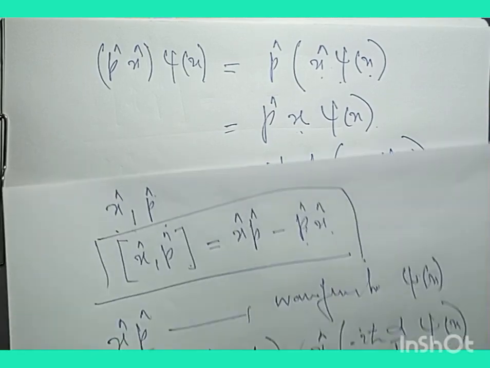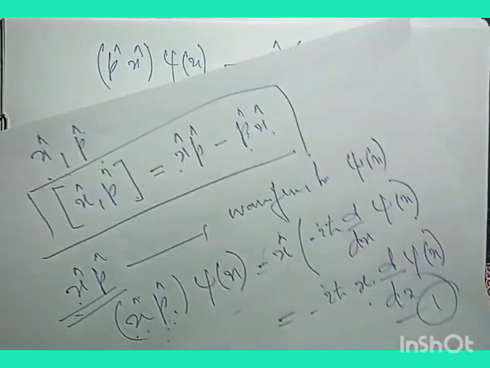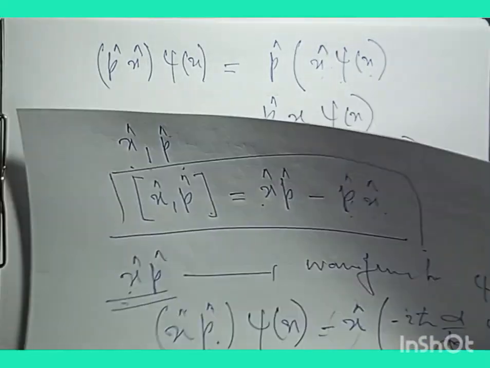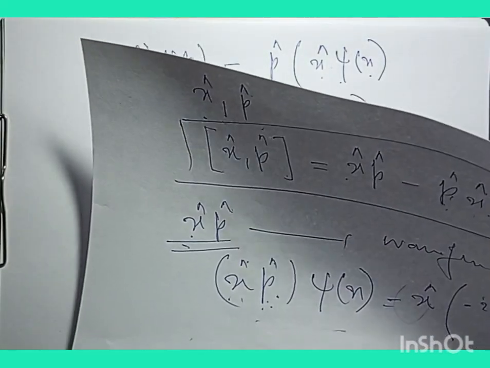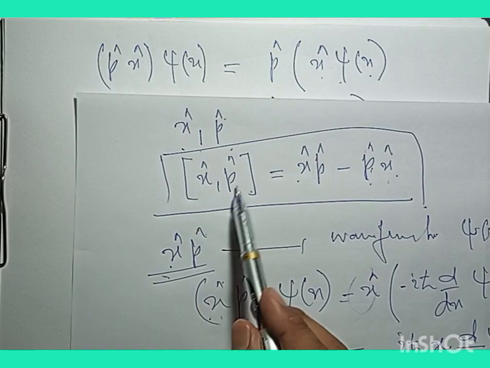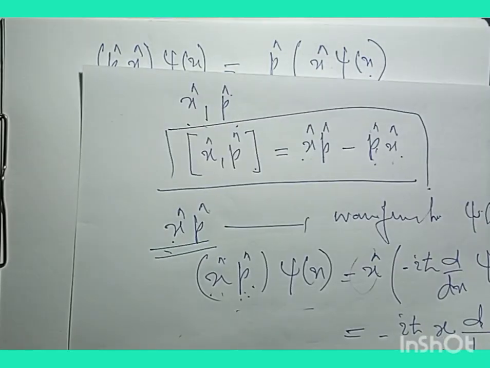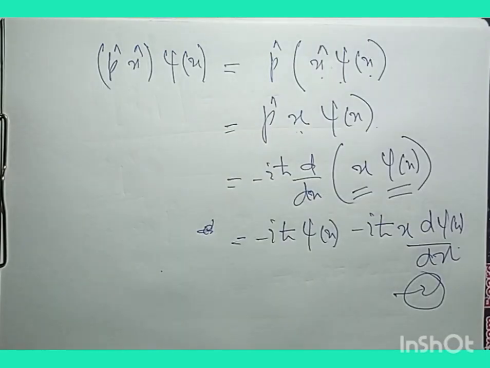So we have x cap p cap, we have calculated it, and we have p cap x cap, we have calculated it. Now we would like to write down the commutation relation between x cap and p cap, because that's equal to x cap p cap minus p cap x cap. So x cap p cap is this much. So what's that?